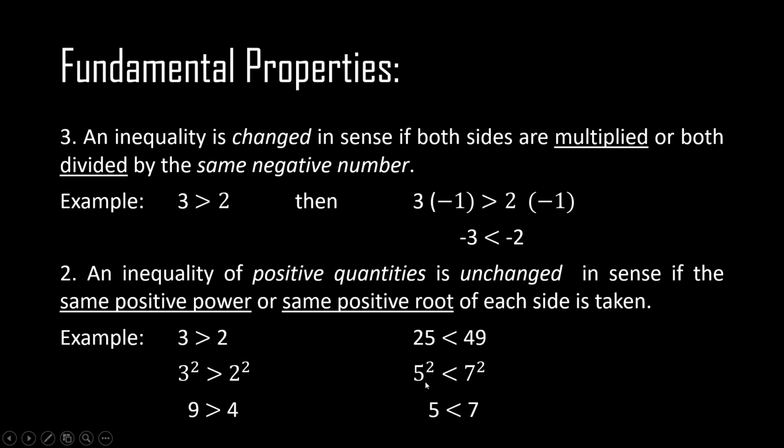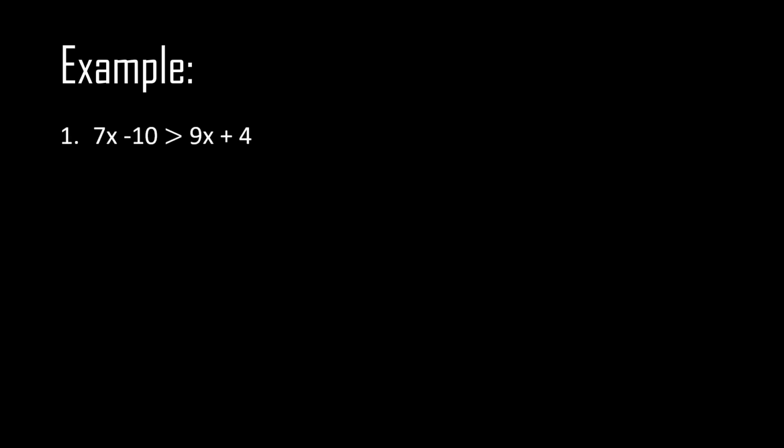Then this example will be the same. If we take the root of these two numbers, 25 and 49, which is 5 squared and 7 squared, it is true that 5 is less than 7. And we can understand it further again with an example.